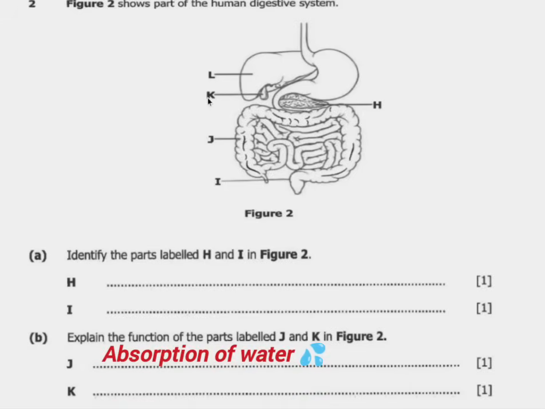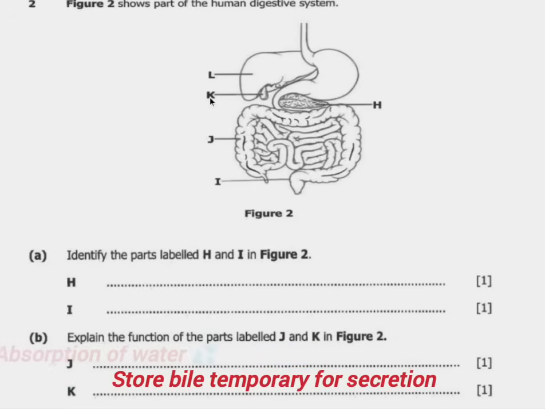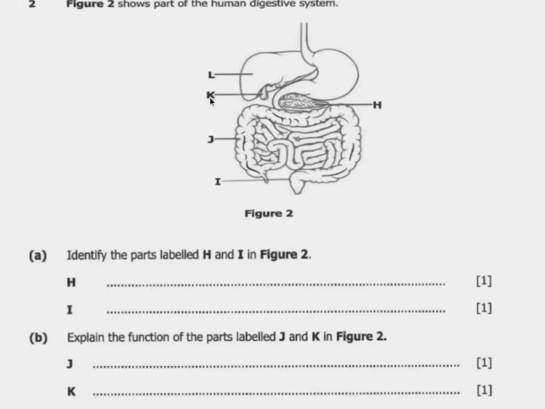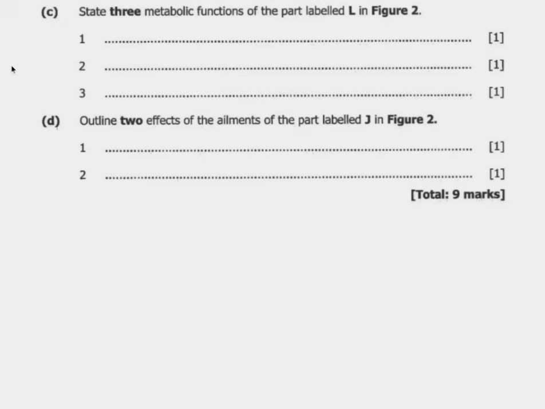We also have part labeled K, which is the bile duct. So what is the function of the bile duct? So the function of the bile duct is to store bile temporarily for secretion. So those are the functions. So let's see the second question. So the second question is saying state 3 metabolic functions of the part labeled L.